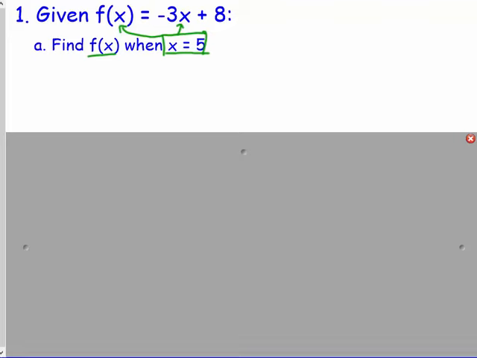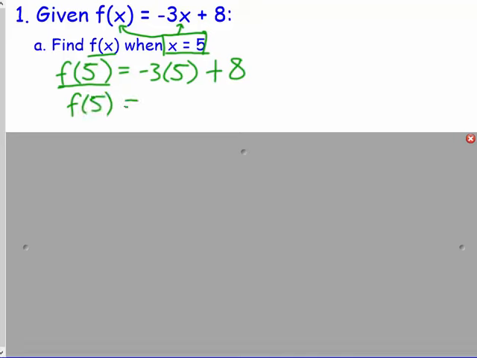Instead of saying f of x equals negative 3x plus 8, now I can say f of 5, or f at 5, equals negative 3 times 5 plus 8. I've put the 5 in everywhere that I saw an x. Now I just figure it out. Now again, this is not a variable anymore. This is not f times 5. This is just f of 5. This is what your answer is going to be.